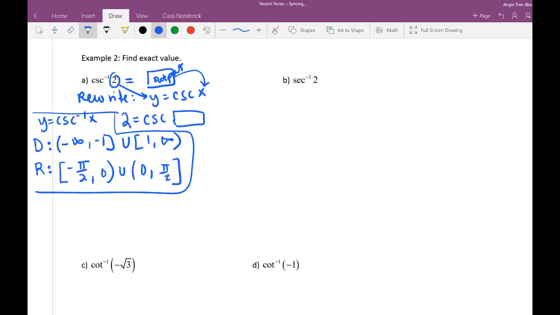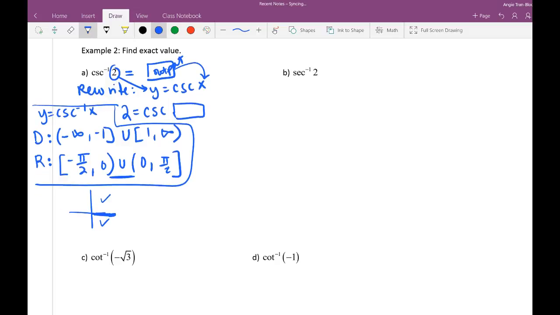So the question is, what do I need to know? Let's talk about quadrants as well. What 2 quadrants do you think this is? Quadrant 1, and 4. And not including 0, so 0 is not part of my range of cosecant inverse. Everything has to come from quadrant 1 or 4. Would you agree that this is a positive 2? Red pen, positive 2. So it has to come from quadrant number 1.